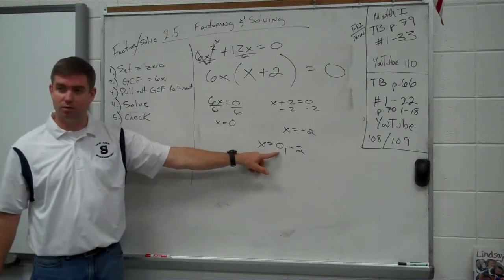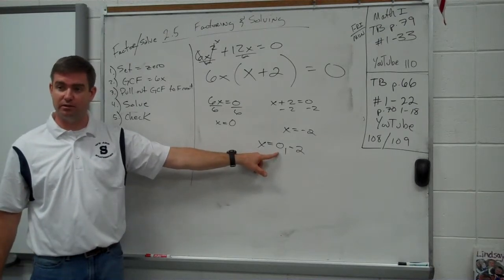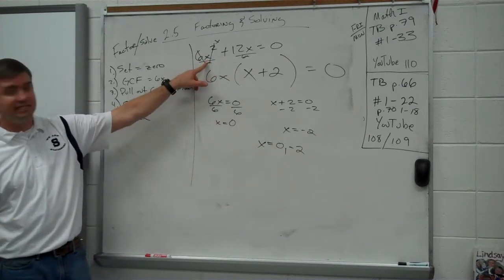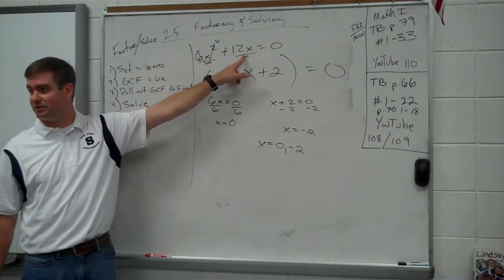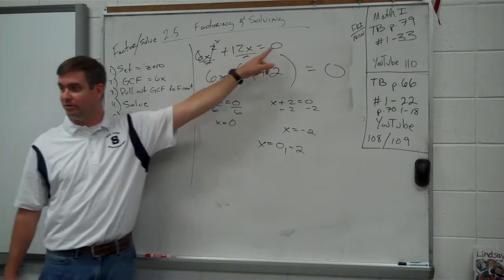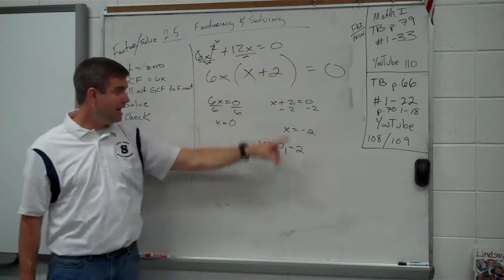Where does the 0 go? If I want to check it, where does the 0 go? It goes right there. What's 6x squared when x is 0? 0 plus 12 times 0. What is that? What's 0 plus 0? 0. Okay? How about negative 2?